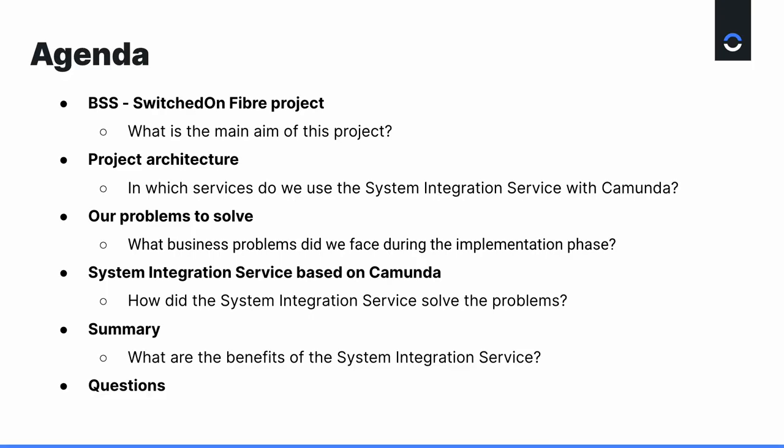I have divided my presentation into 6 main parts. I will start by describing shortly what the main aim of our SwitchedOn Fibre project is. Then I will move on to the project architecture to the point where we use system integration with Camunda. After that, I will tell you about the problems which we faced during the implementation phase. Next, I will focus on our system integration service, and I will tell you about the benefits of this solution. And after that, I will summarize everything.